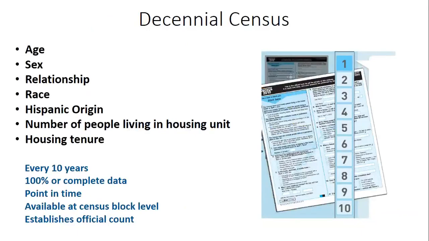Everybody knows we're responsible for the official census every 10 years. It is the official count of our nation's population. Data that will be available from the 2020 census includes just basic demographic data such as age, sex, relationship, race, Hispanic origin, the number of people living in housing units, and housing tenure. And this is available down to the census block level.